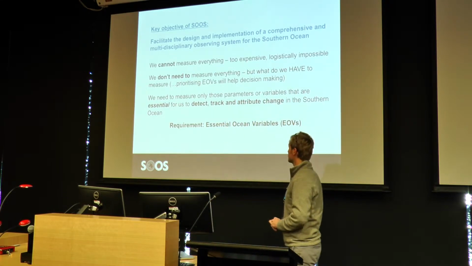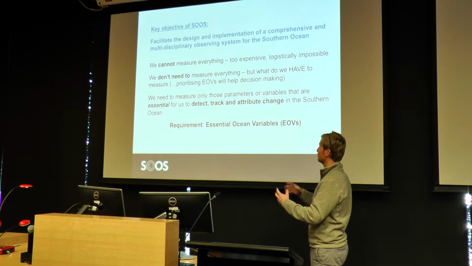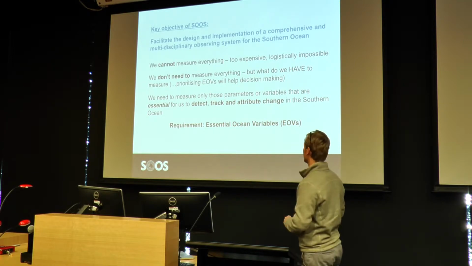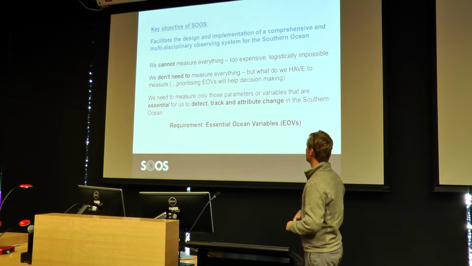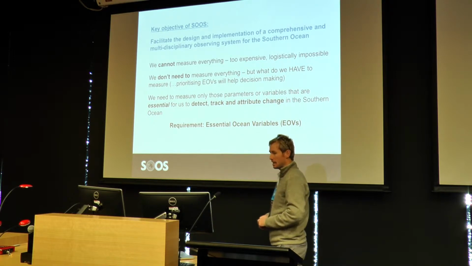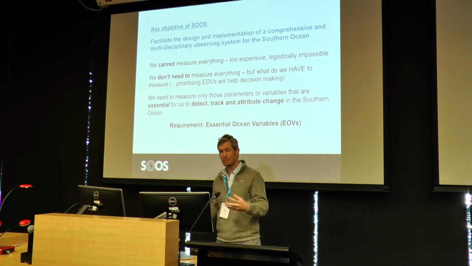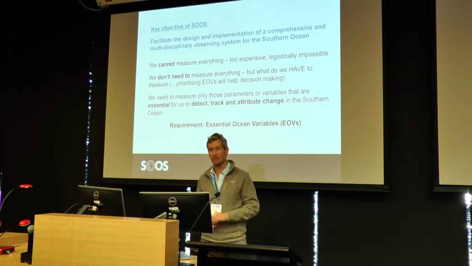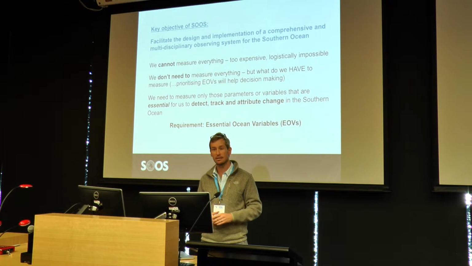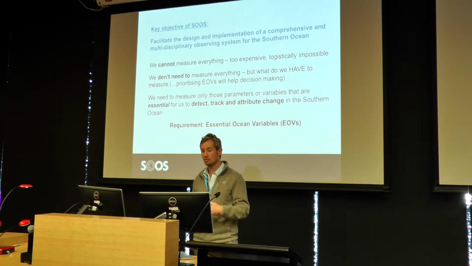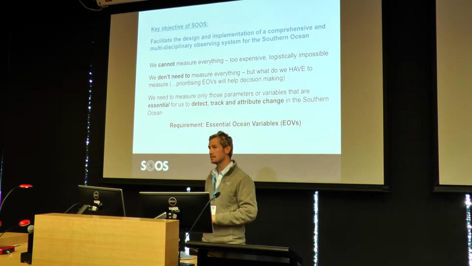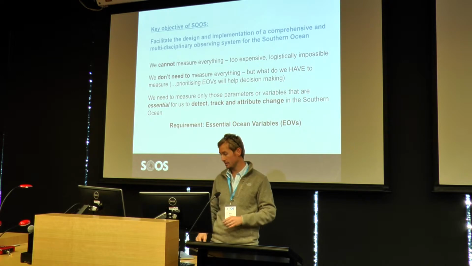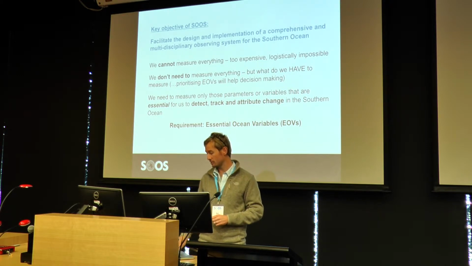And for the Southern Ocean, we really also cannot measure everything. It's too expensive, it's logistically impossible. And we actually don't need to measure everything. We need to measure the key variables that are going to help us understand the Southern Ocean better, and also understand how it might be changing. So that's really detecting, tracking, and attributing change in the Southern Ocean by selecting these key essential ocean variables.